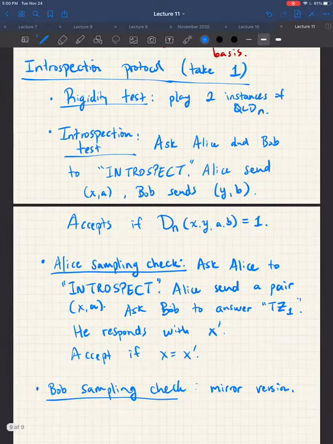Isn't X prime n bits? Yeah, X prime is n bits. Here we're expecting X to be n bits. Oh, okay. Let me write that down. That's because the original game expected X and Y to be n-bit strings.